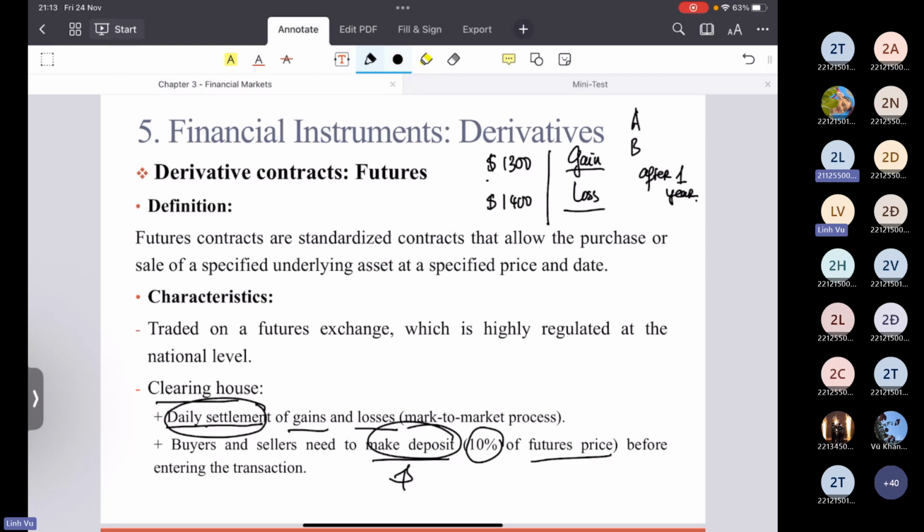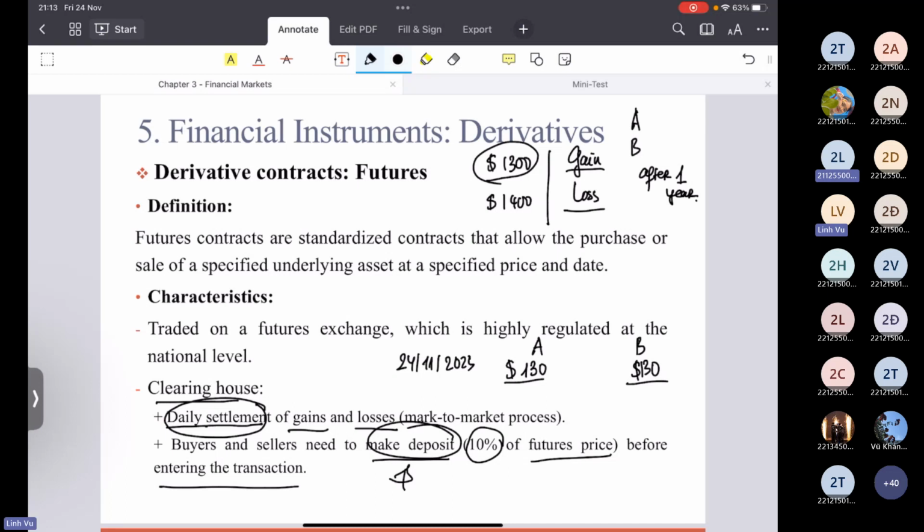So let's say it's still the situation of coffee bean, and we have the account of party A and party B here. Let's say they have to deposit $130 for the exchange. So both of these two parties have $130 in their account in the exchange in order to enter the transaction. So they have to put $130 in their account. Okay, so that is 10% of the price of the contract. And let's say today is 24 November 2023.